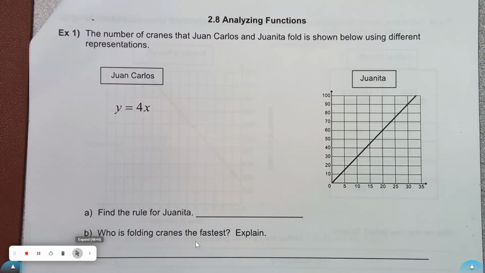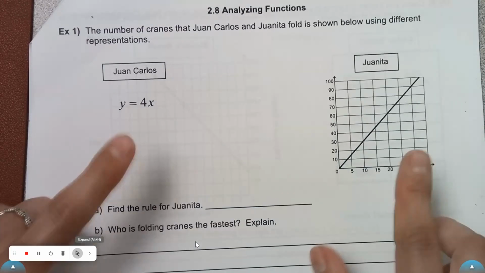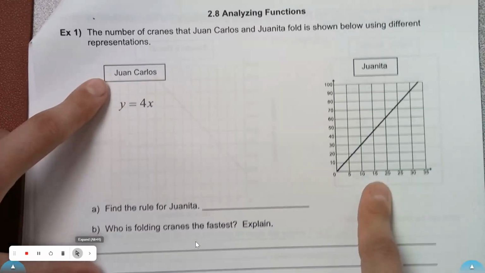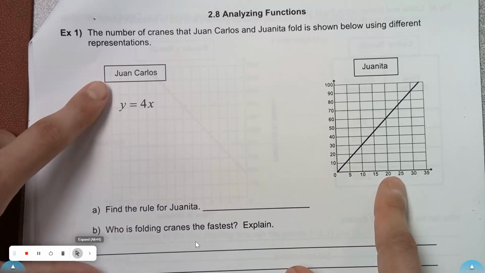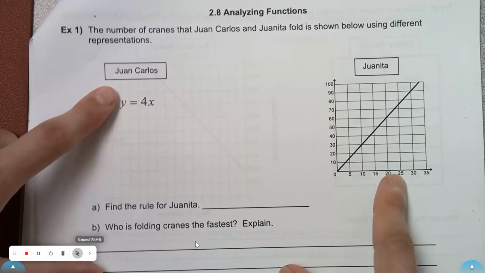Alright, so 2.8 is analyzing functions. For this lesson, you're going to be given different representations of functions, and we have to pull out information or identify different pieces. So here I have two people, Juan Carlos and Juanita, and they're folding cranes.